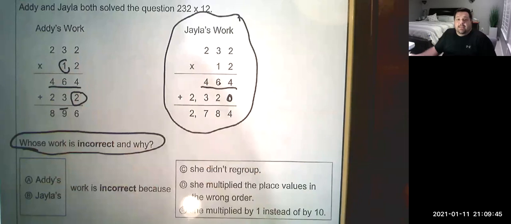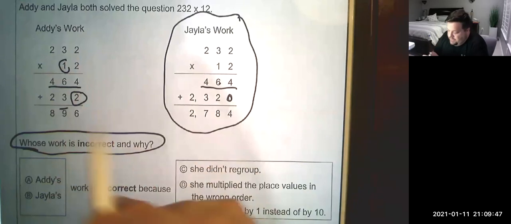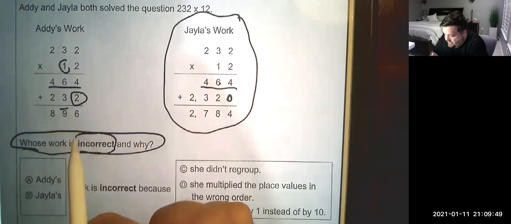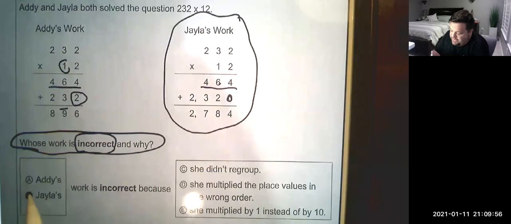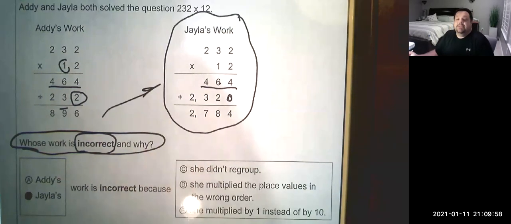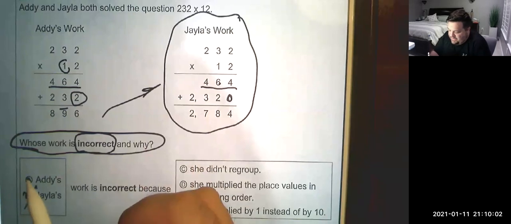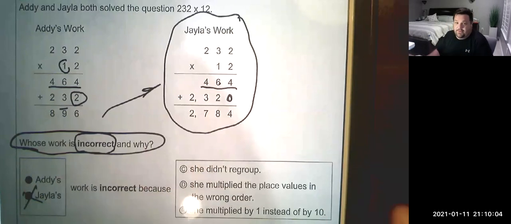So that's her mistake. Now, what a lot of you did was you didn't pay attention to this word right here, because most of the time in these problems, they would ask you who's correct. So a lot of you picked Jayla immediately because she was right, but you didn't read the words. So you guys need to know that Addie is the correct answer because she's the one that got it wrong.